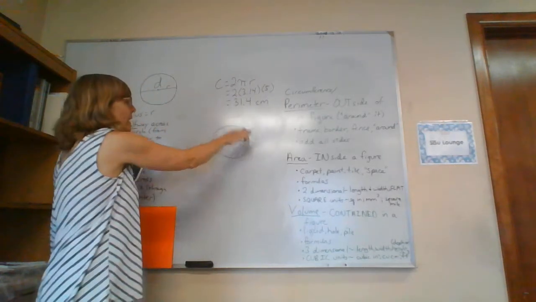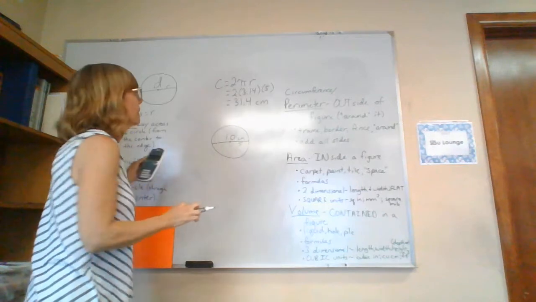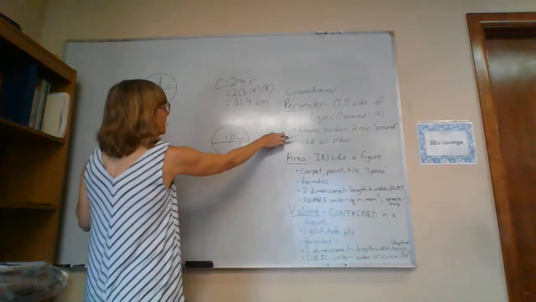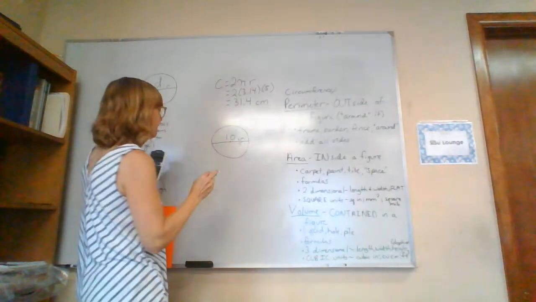So if I'm walking around this, or if I'm building a fence around something circular, or I'm putting a border around it, any of those kinds of things, I would need 31.4 centimeters of material for that.